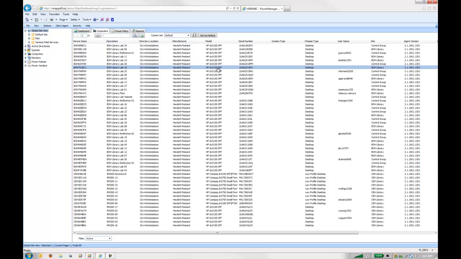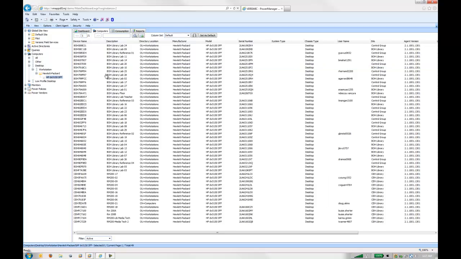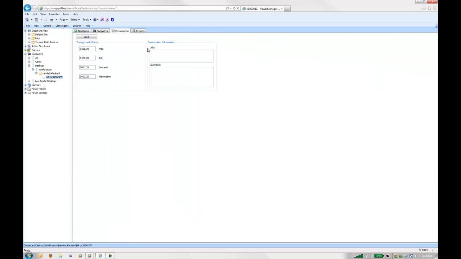We'll go ahead and take this as an example, this Hewlett-Packard DX5150. To have accurate readings, what we allow you to do is to put the actual consumption values for each individual type of device into our system. Now, this can occur one of two ways. You're more than welcome to enter the values in yourself. Many of our customers do.